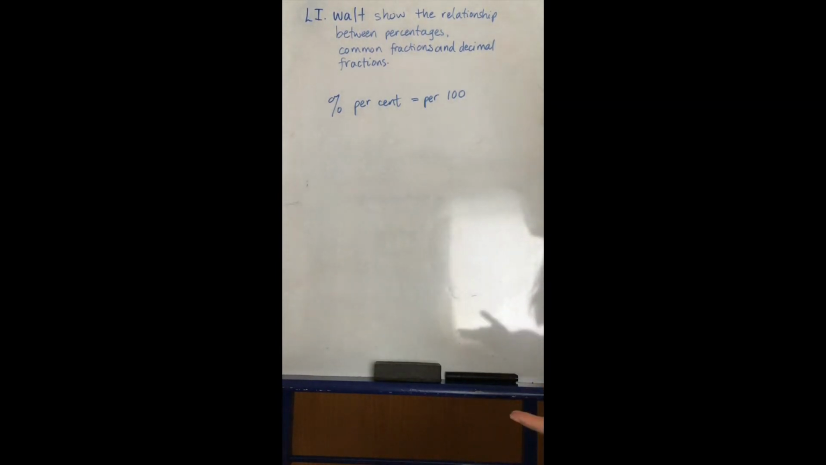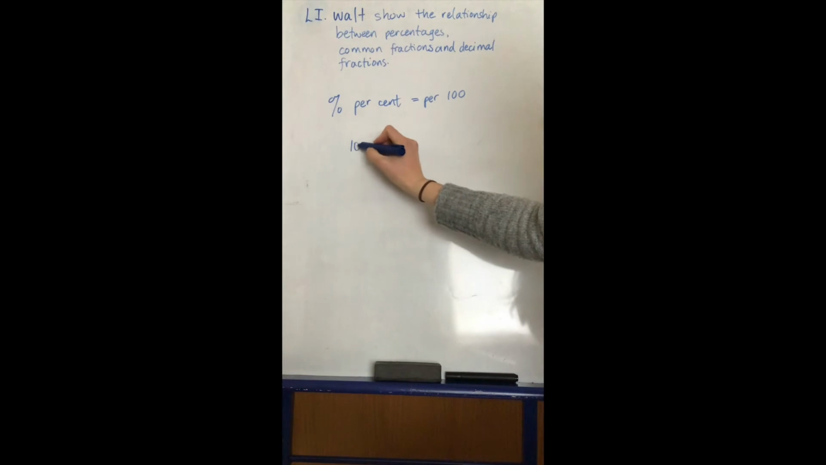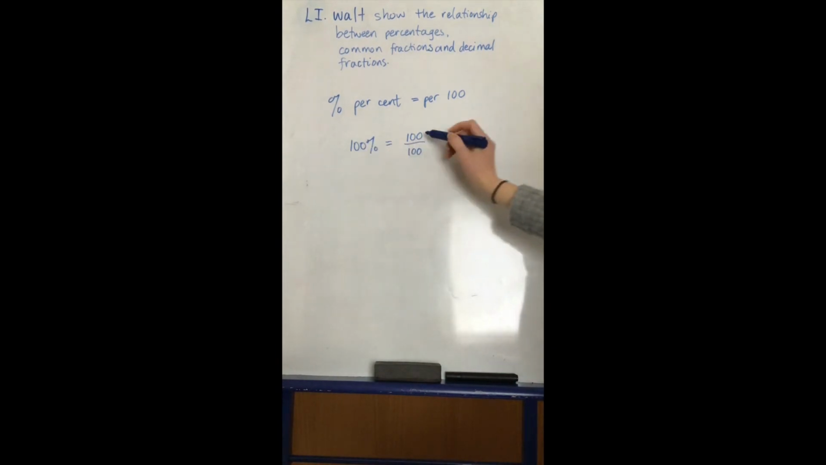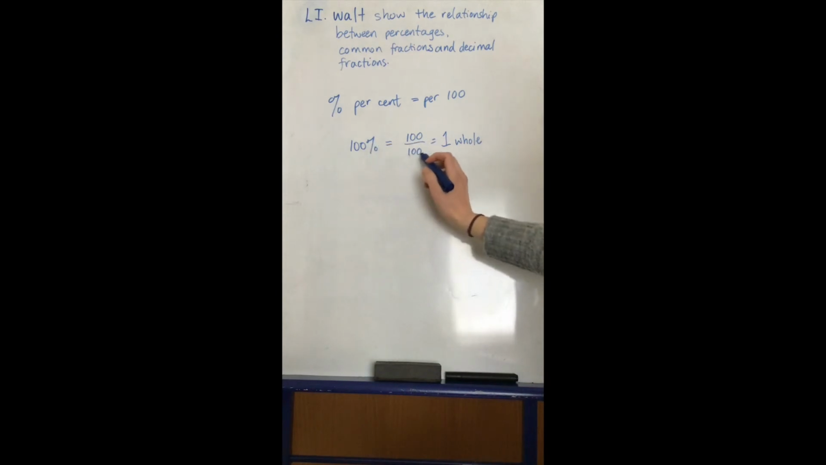Okay, so percentages are not very different, actually not different at all, to common fractions and decimal fractions, and they're all equivalent to each other. So if I'm talking about 100%, all right, 100% is equal to 100 over 100. It's 100 of 100, which, as you know, is just equal to 1 whole. Okay? So it's nothing that you've not seen before. It's just written with this symbol instead of over 100.